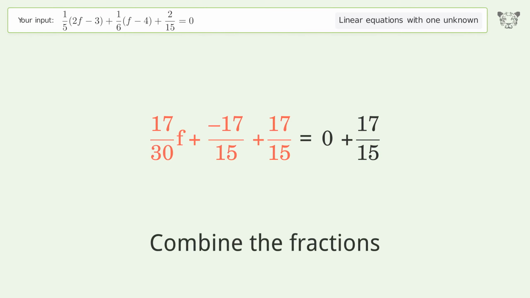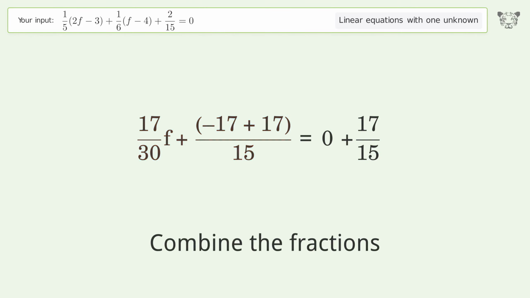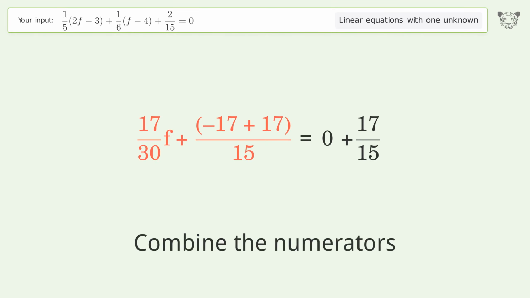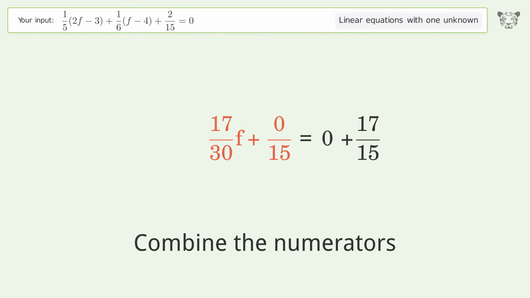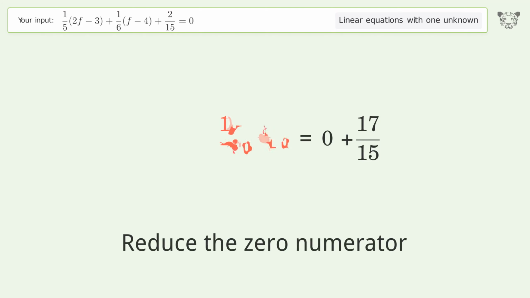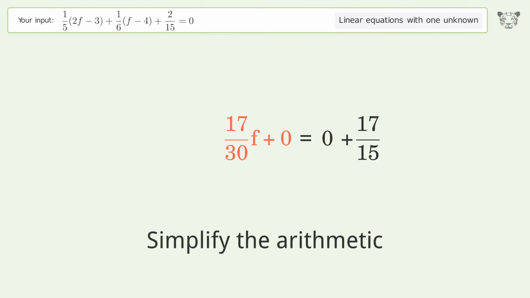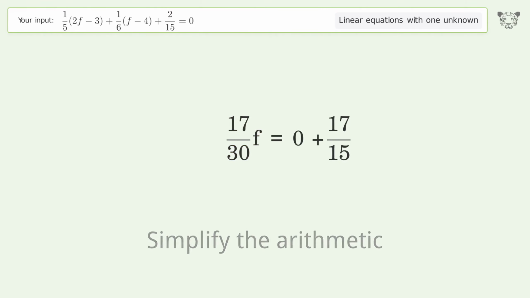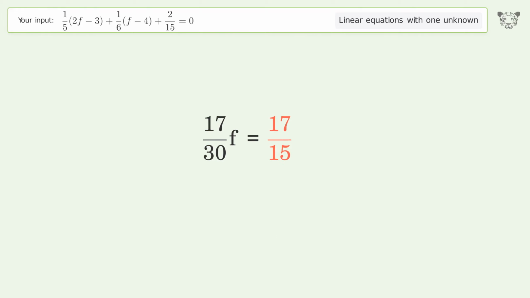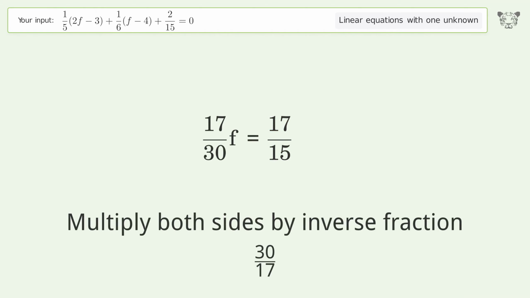Combine the fractions. Combine the numerators. Reduce the zero numerator. Simplify the arithmetic. Isolate the f. Multiply both sides by inverse fraction 30/17.